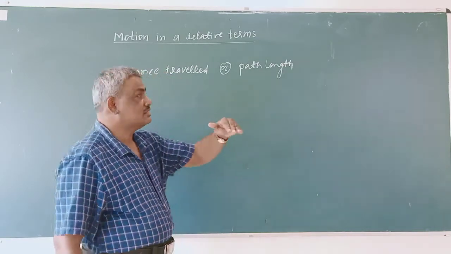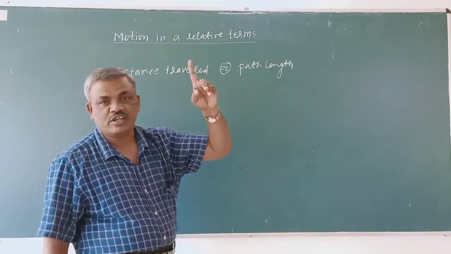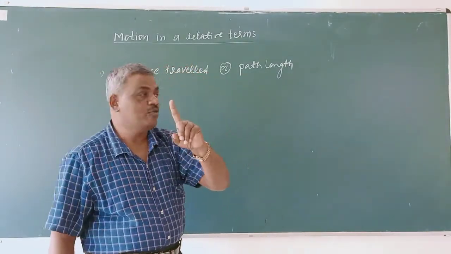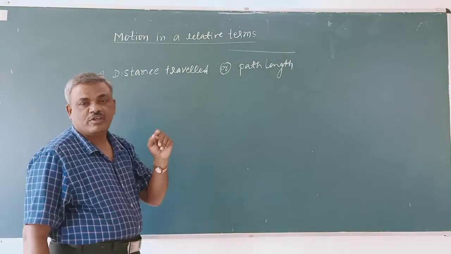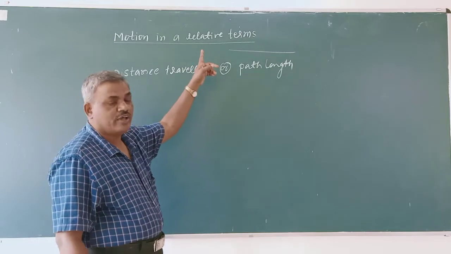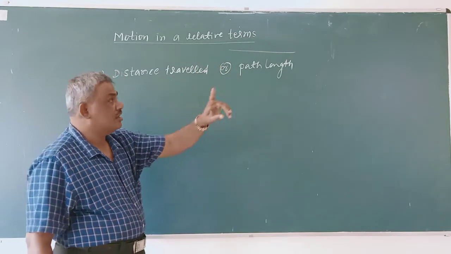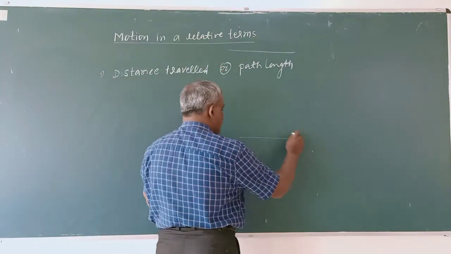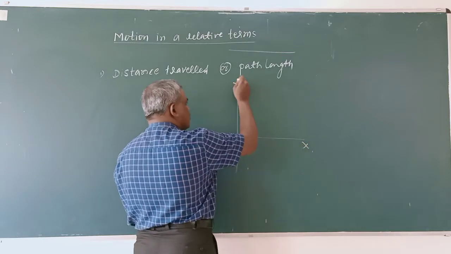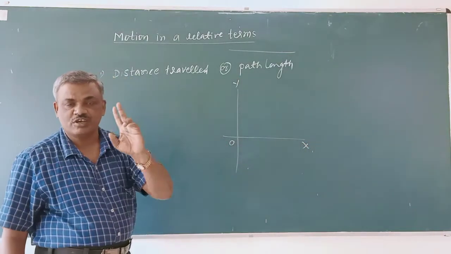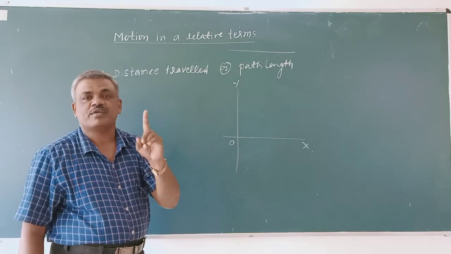Now today's class: motion in relative terms. When a body moves along a straight line, that is a one dimension motion. When a body moves in a plane, that is a two dimension motion. The motion of a body with respect to the coordinate system, with coordinates OX, OY as the coordinate system, is called a frame of reference.